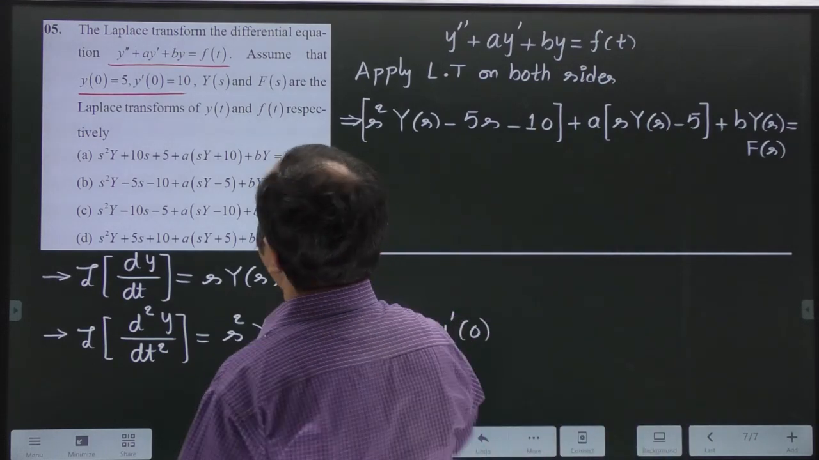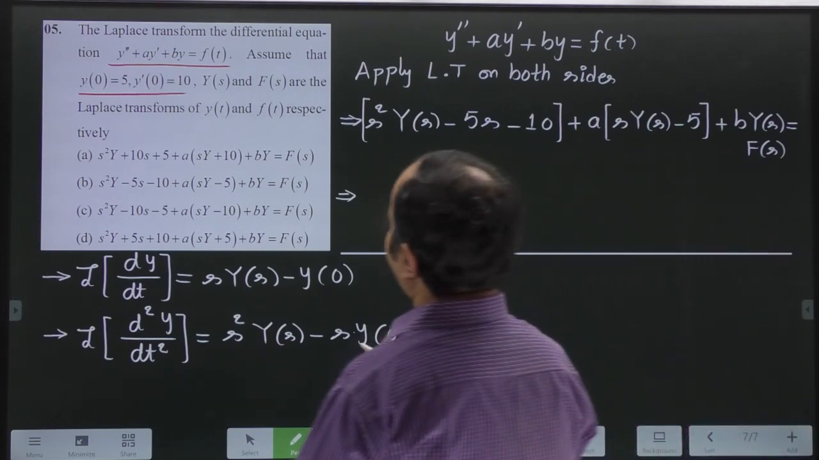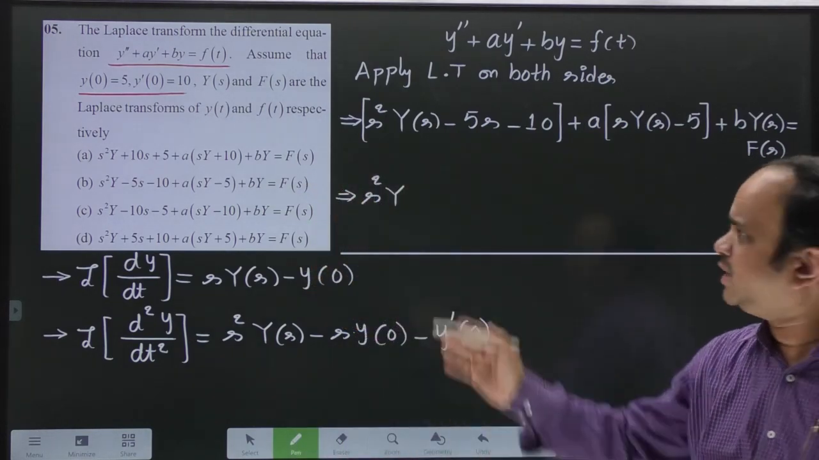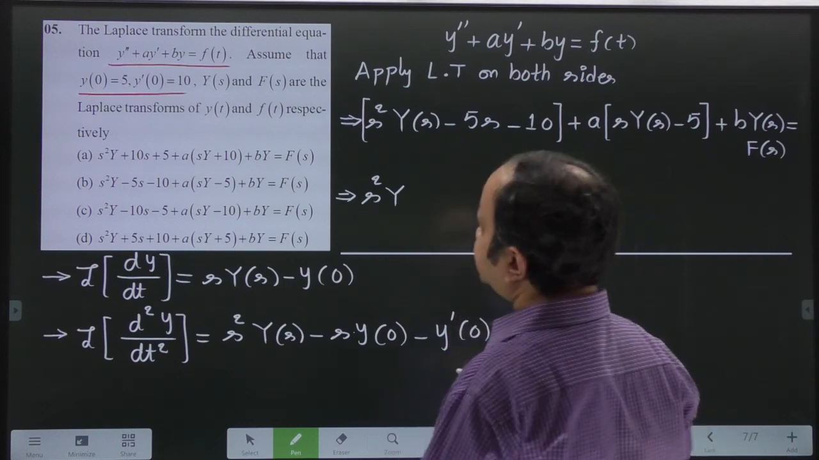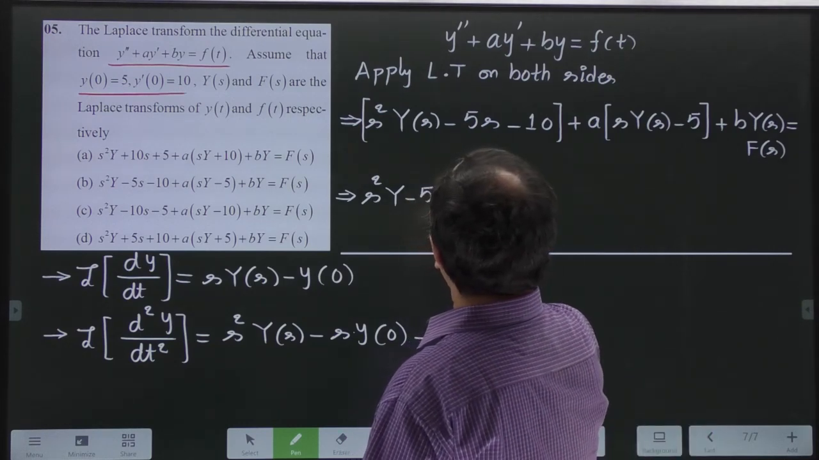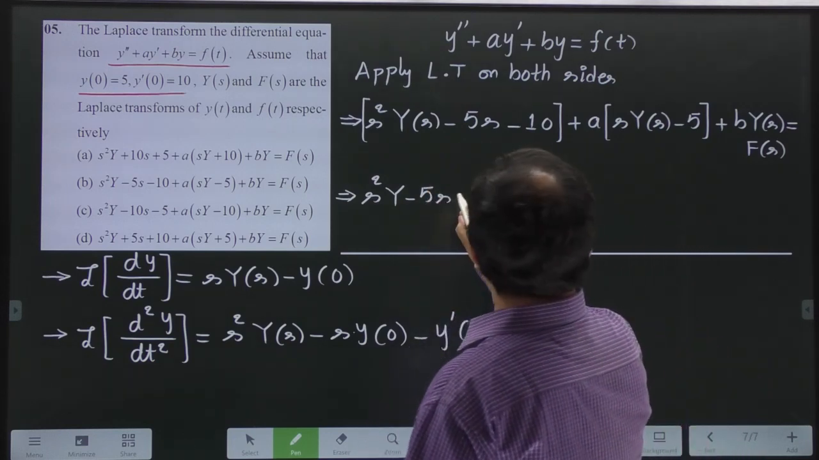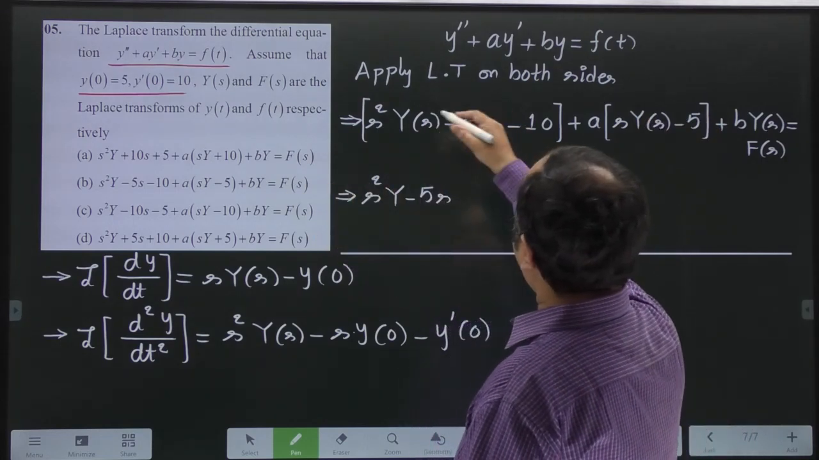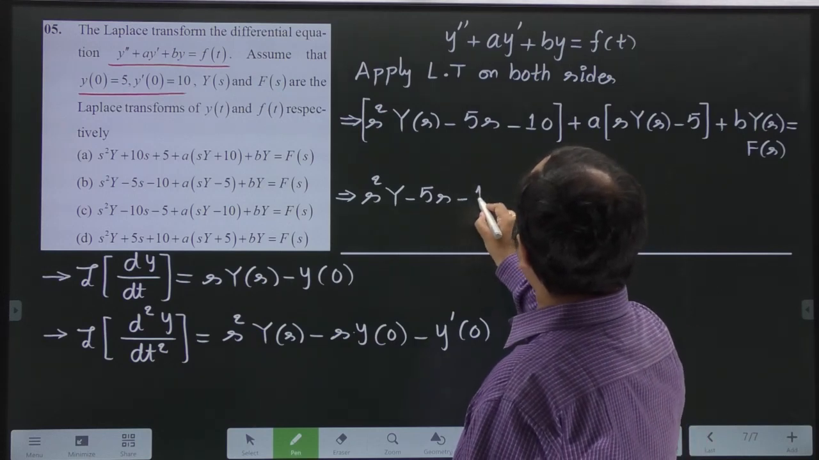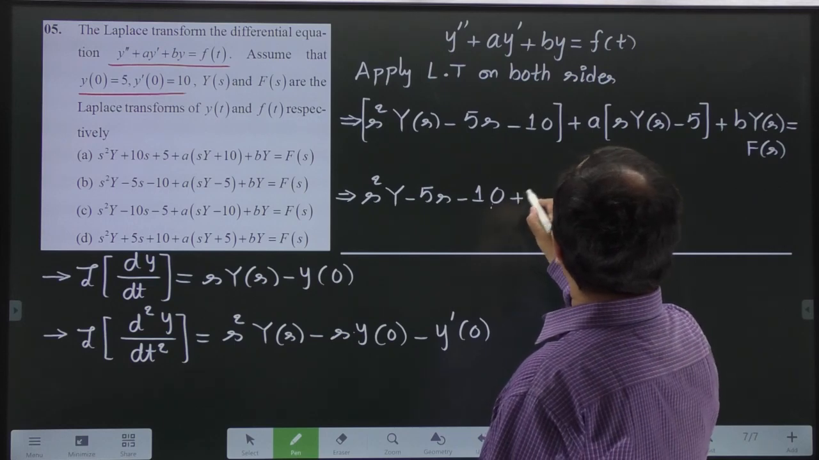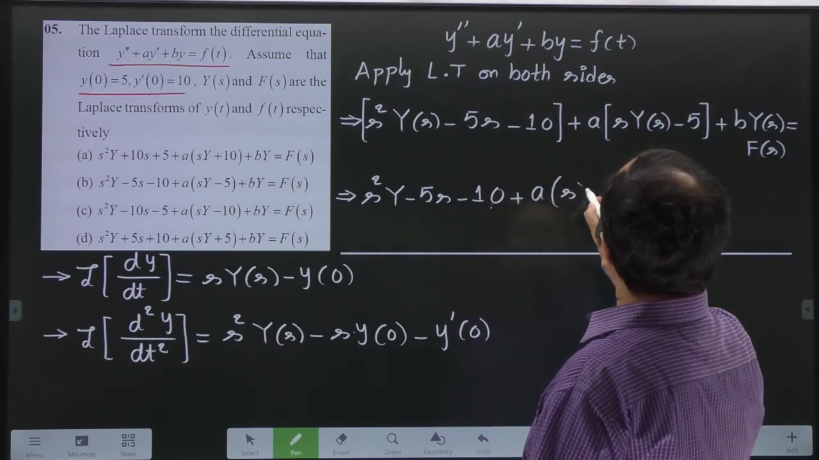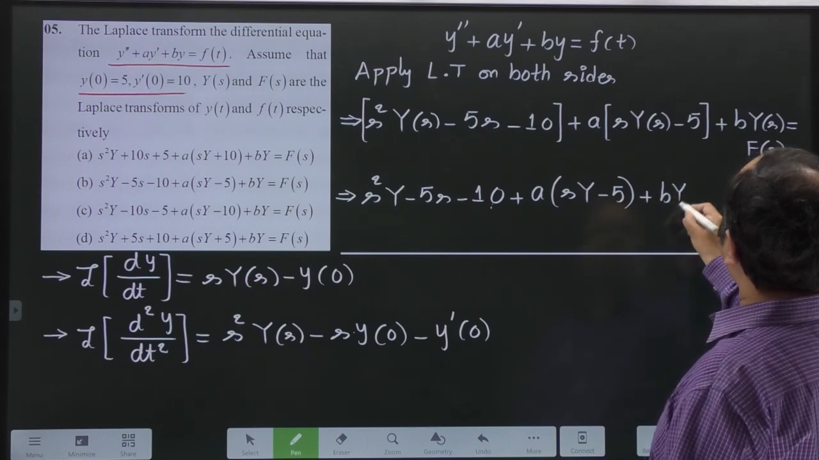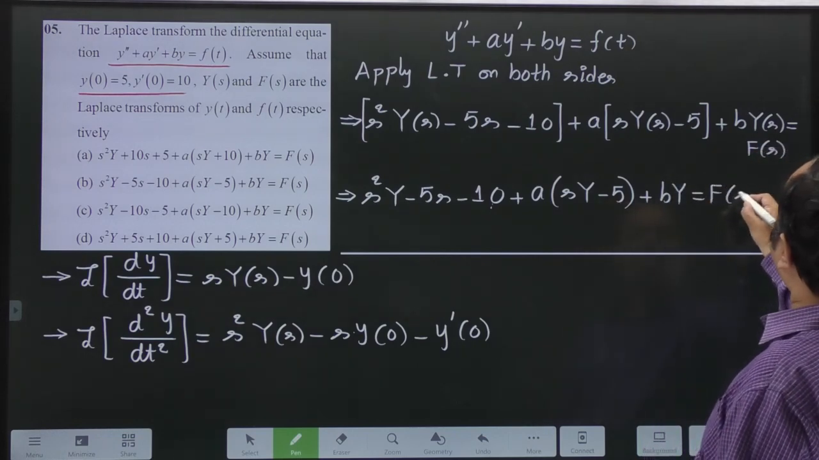Therefore, you can arrange this equation in the form of s square into Y. The bracket s is removed just for simplicity, minus 5s minus 10, of course the same answer only it is given. So it is just Y, bracket s removed, 5s minus 10 plus a into s into Y minus 5 plus b into Y is equal to F of s given.